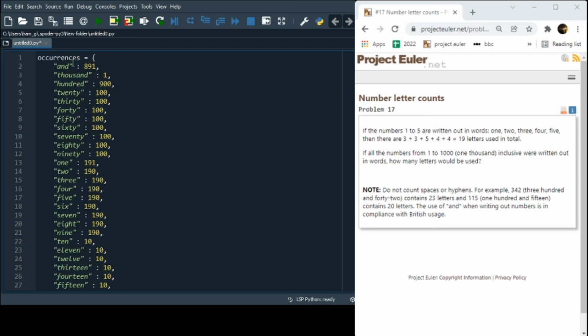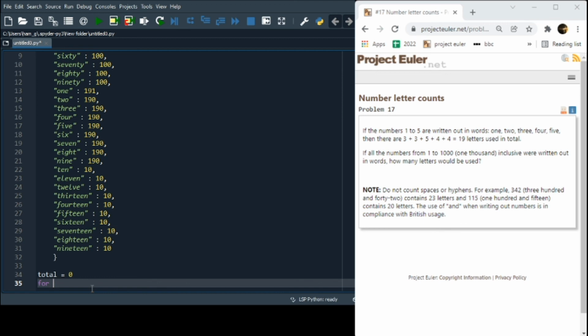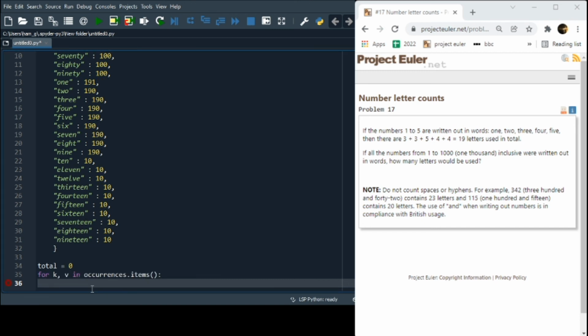So, what we're going to do is take every key value pair in our dictionary and multiply the number of characters in the word by the number of occurrences. So, a little something like this. Total equals zero, for k, v in occurrences.items(), total plus equals length k. We want the length, the number of characters in the word, times the number of occurrences of the word. So length k times v.